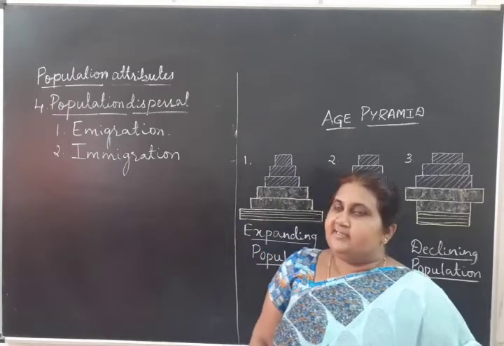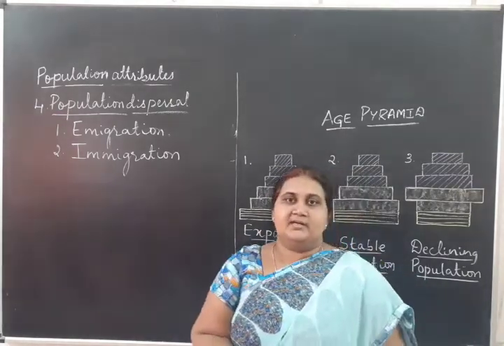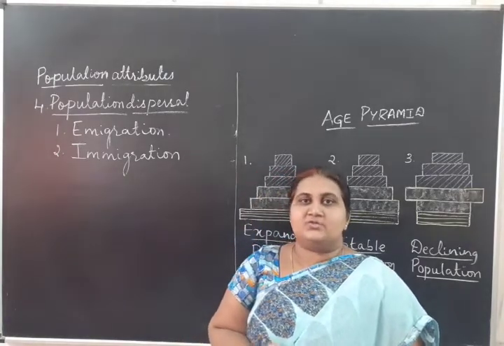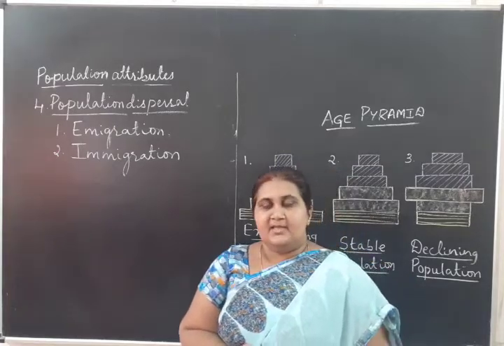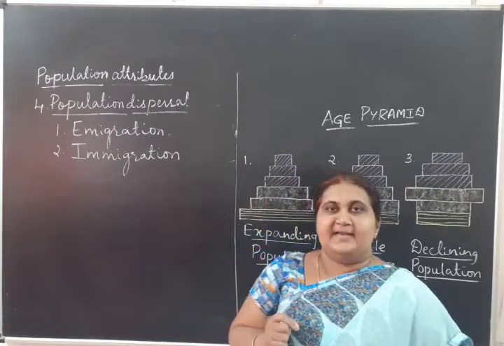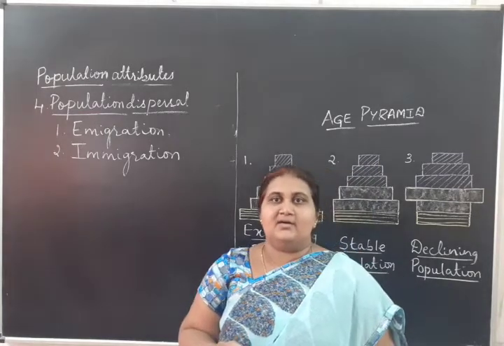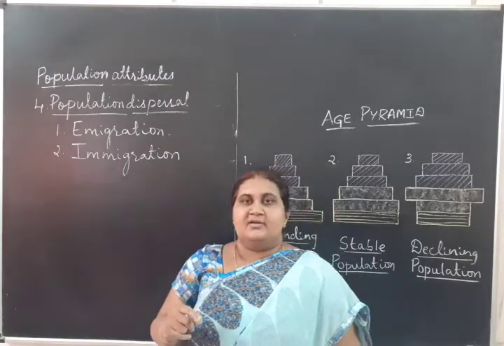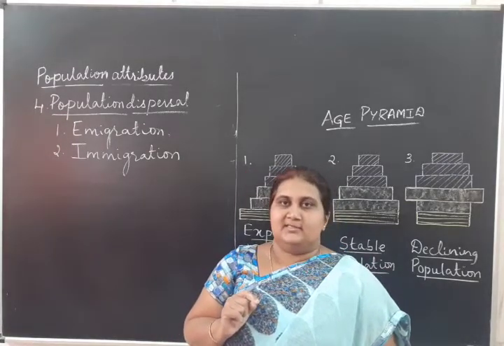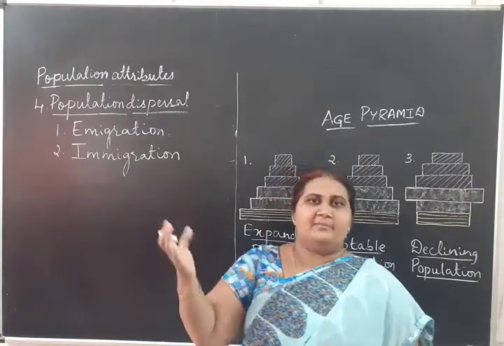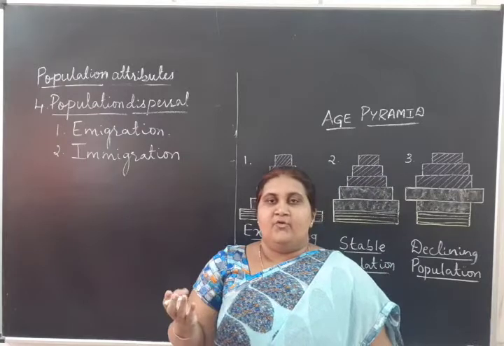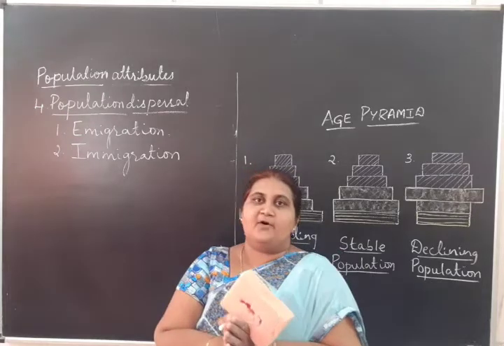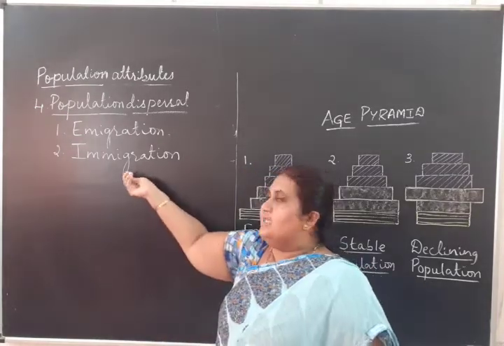Immigration is the permanent inward movement of individuals from outside to a given population. So from elsewhere, from any other place, when the individuals come and join a given population, then it is called immigration.